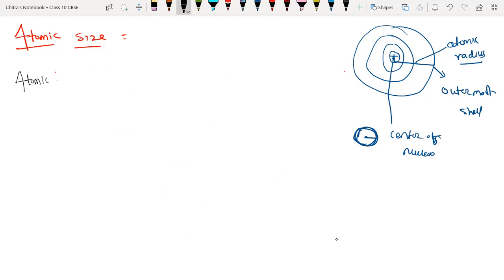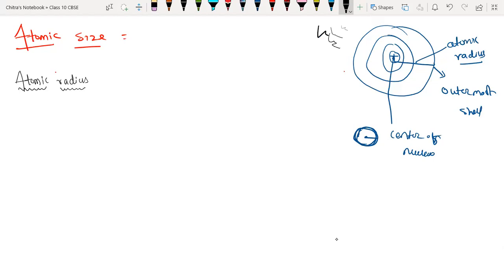Sir, what unit did you set for atomic radius? Unit is picometer. Okay. So I'm just going to write the definition for atomic radius now. Okay, let me make it a larger one.